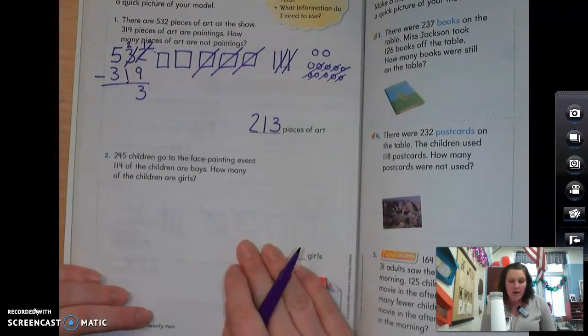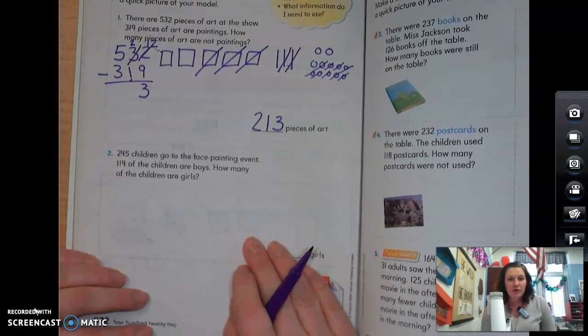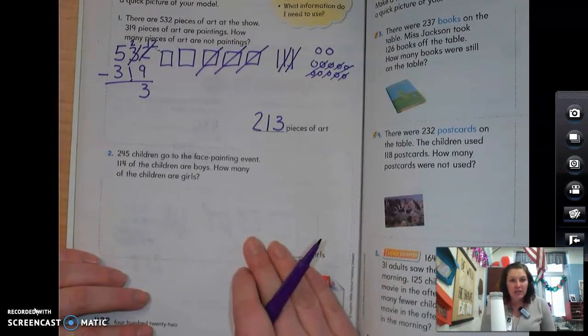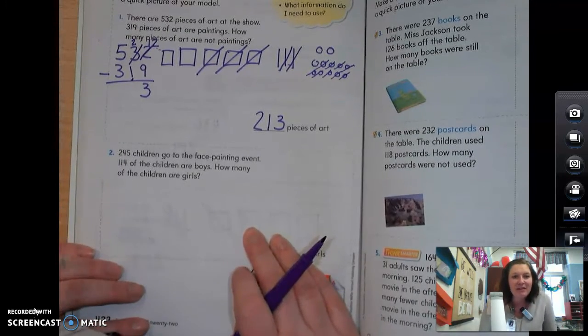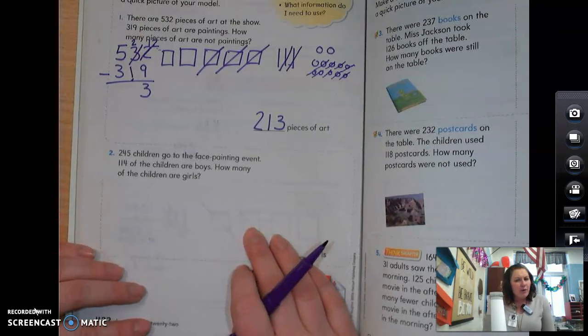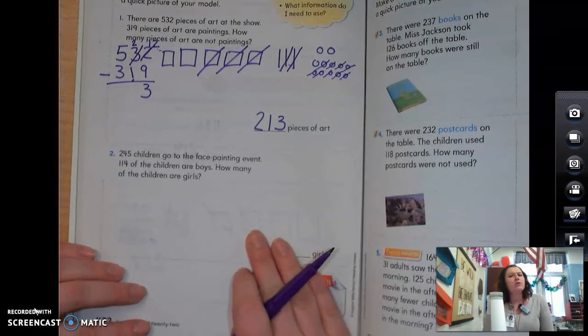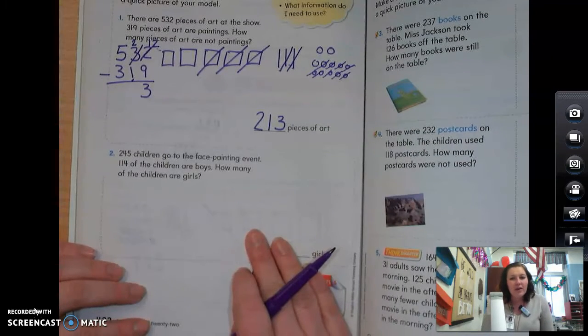Okay. So, in number 2, 245 children go to the face painting event. 114 of the children are boys. Well, if we know the boys, who are we missing? The girls. How many of the children are girls? So, would we add more boys to the group to figure out how many girls are left, or would you take away the boys?